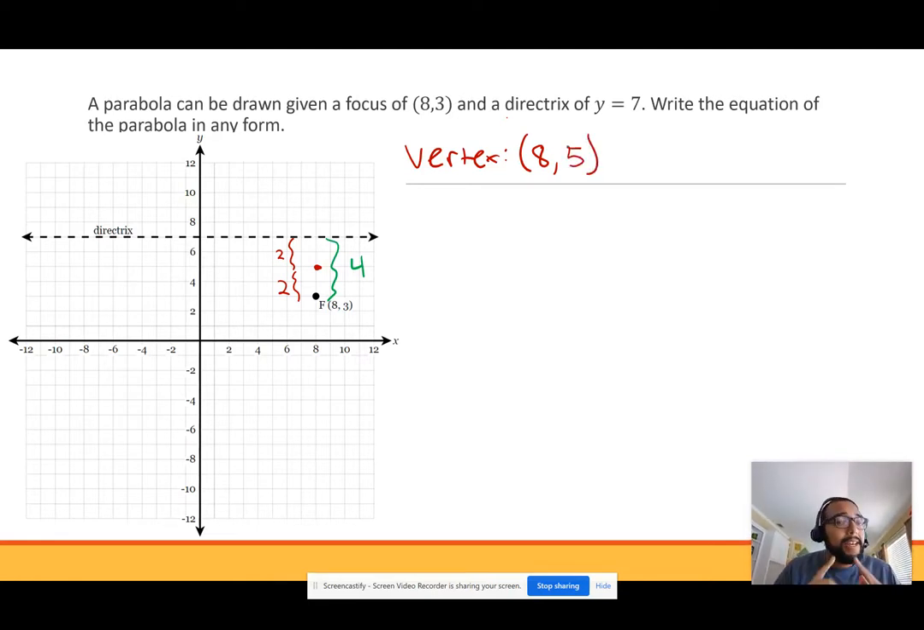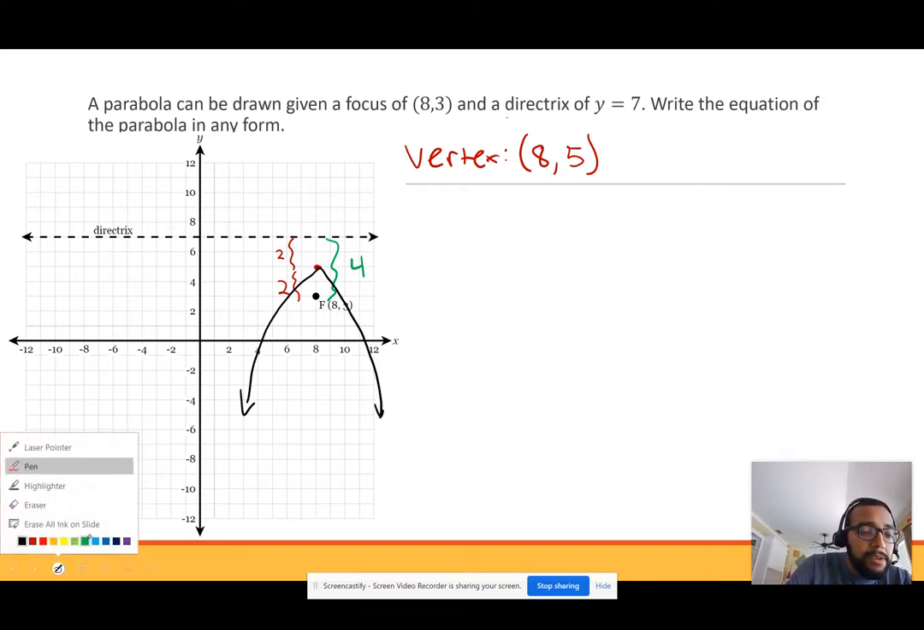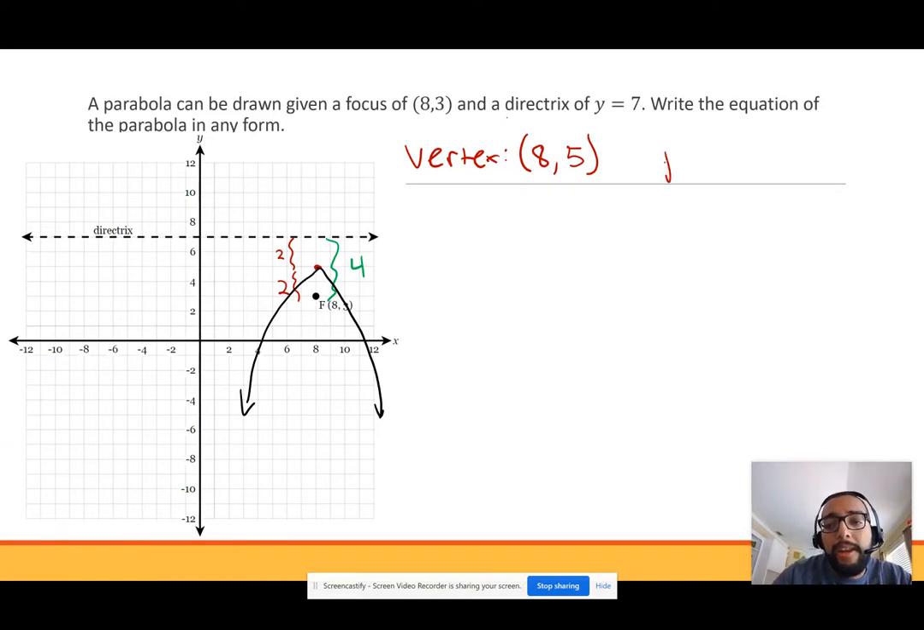And again, is it going to open up or down? Since this parabola, which I'll graph in black, is going to open down, that means our p-value is going to be negative 2. Why is it 2? Because that's the distance from our vertex to our focus, or vertex to directrix. Why is it negative? Because the parabola is opening down. The focus must be on the inside of our parabola. So now we have the vertex and we have the p-value.